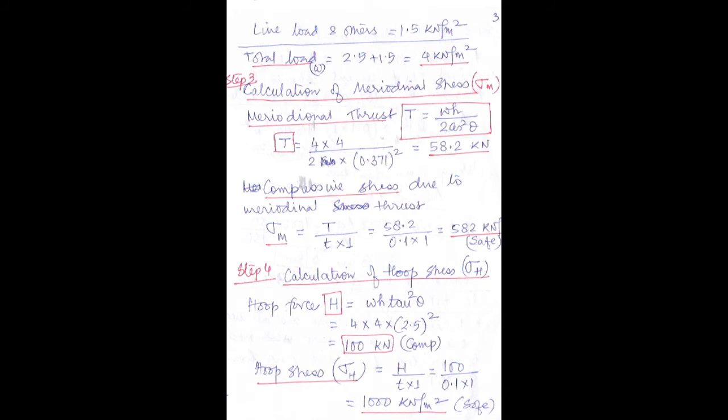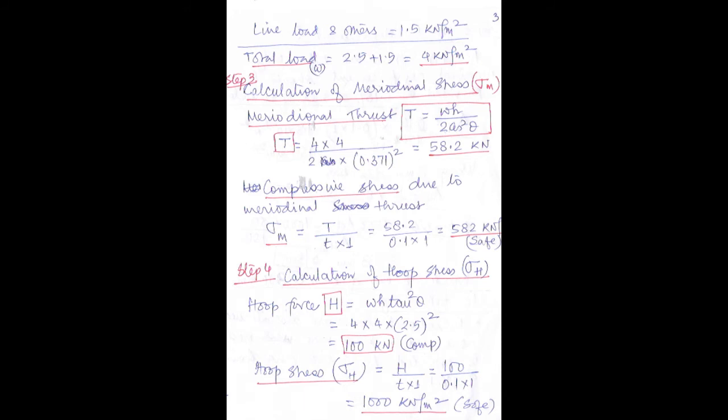Next is step number 4. In step number 4, we have to calculate the hoop stress, that is sigma h. Again, like the last step, we have to find the value of hoop force, then we can find the value of stress. So hoop force H is equal to WH tan square theta. W is equal to 4 and H is equal to 4, and tan theta value we know from the first step. I have boxed it. What was the value of tan theta? 2.5. So 2.5 square gives us a value of 100 kilonewton. This is also creating a compressive stress. Now the next step is the hoop stress, sigma h.